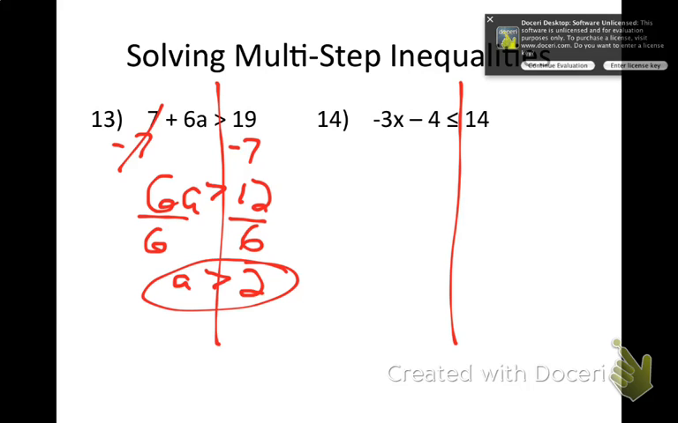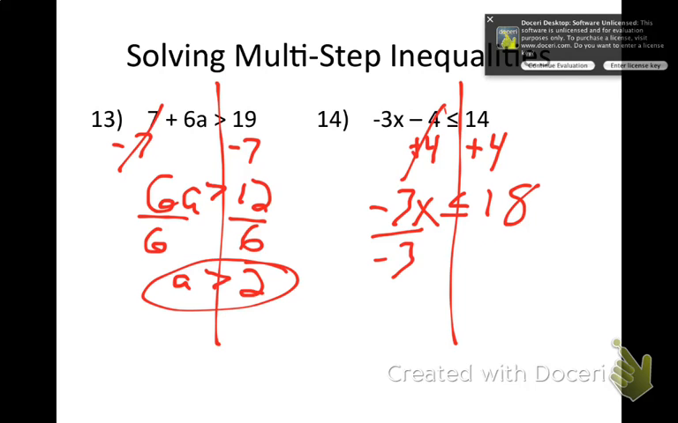John, what would I need to do first here? Add 4, giving me negative 3x is less than or equal to 18. Now what am I going to do, John? Divide by that negative 3. And what's the key detail I have to remember?